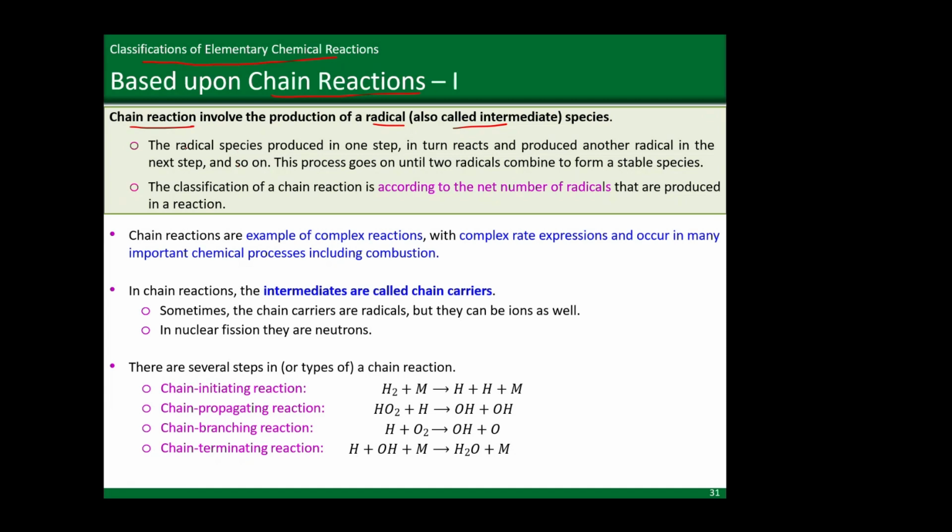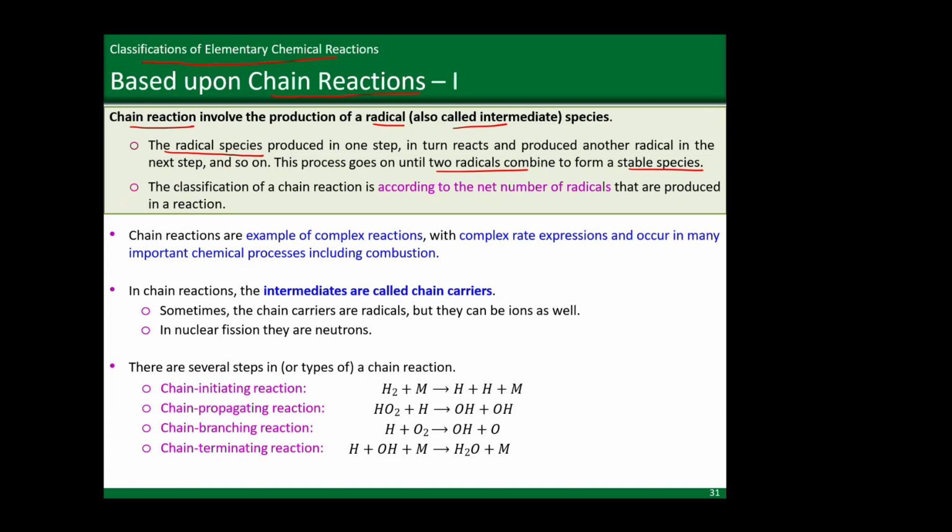And when you look at the overall chain reaction, the radical species are first produced in the first step, and then it reacts and it produces another radical, sometimes more, and it goes on until the chain terminates when two radicals combine to form a stable species. So it starts with a stable species, ends with a stable species. But the first place where it starts, you create a radical species from a stable species, right? So this is how it works out.